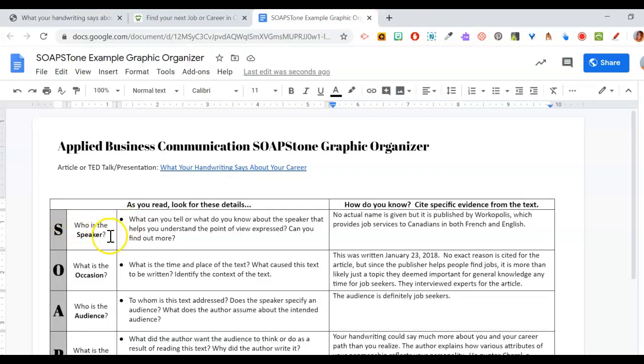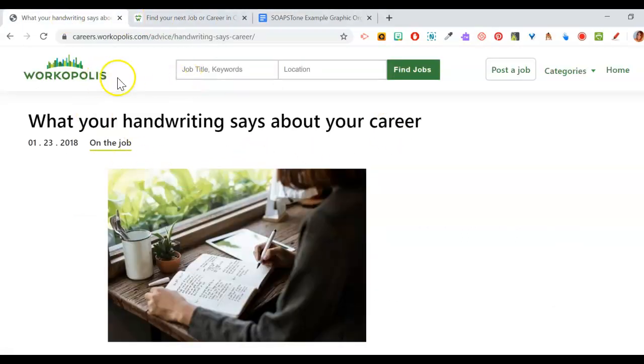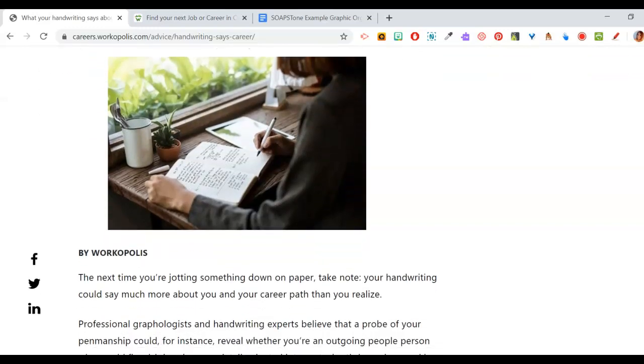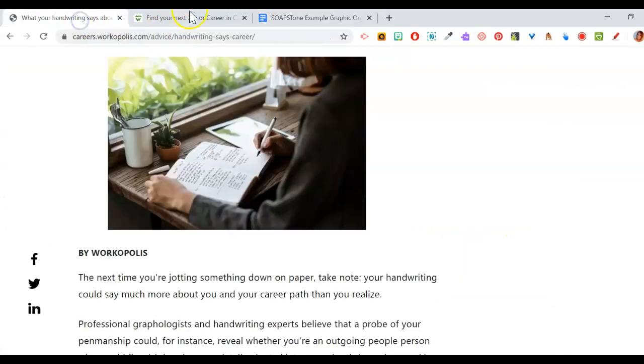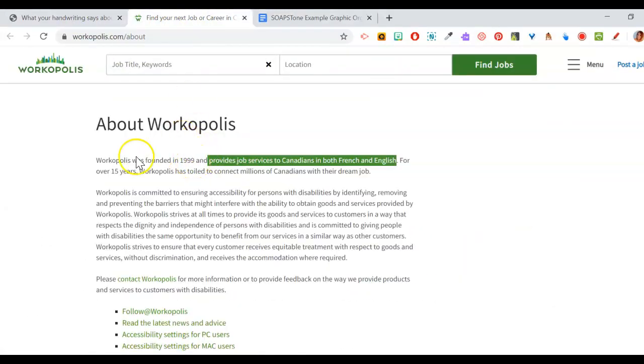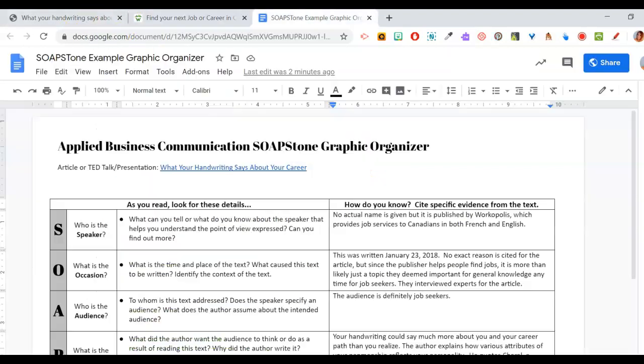So the S stands for speaker, who is the speaker. And this actually was an odd article because it's put out by this company called Workopolis, but it just says by Workopolis. So we don't actually know who the speaker is. So I had to say no actual name is given, but it's published by Workopolis. And then I had to go find out who Workopolis is. And it's a company that provides job services to Canadians. So I included that information in my graphic organizer.